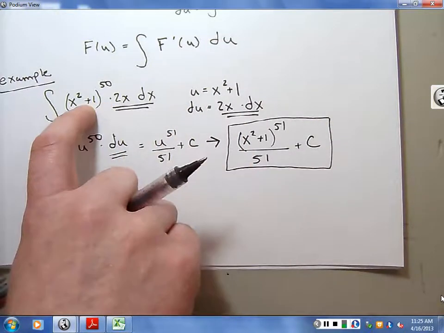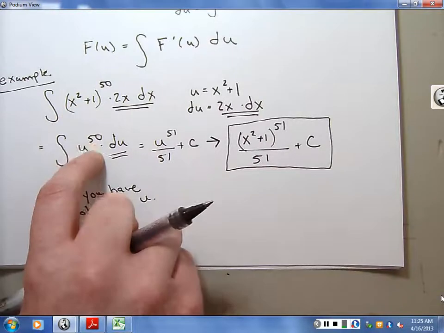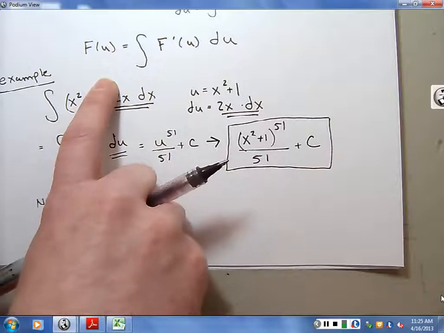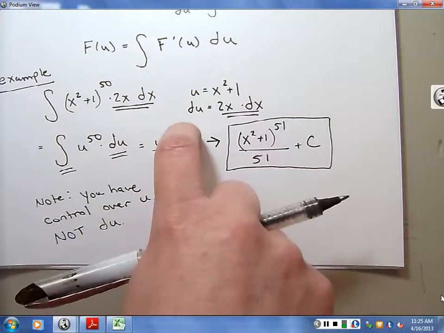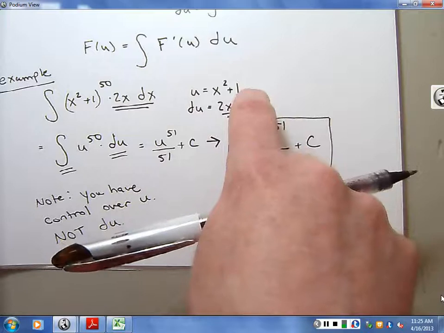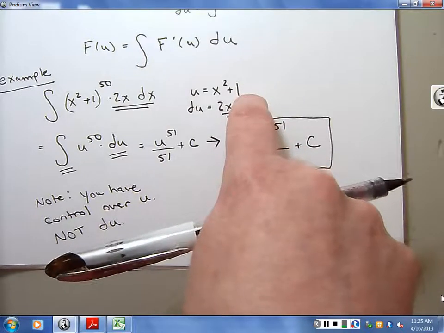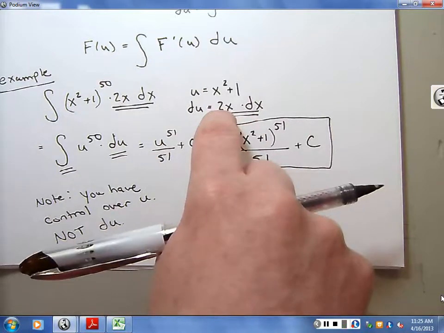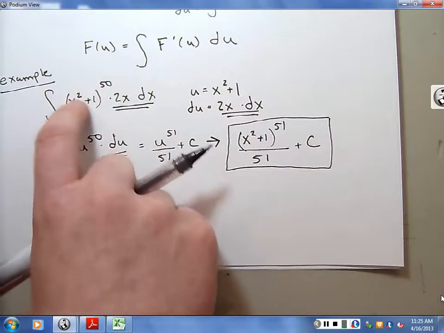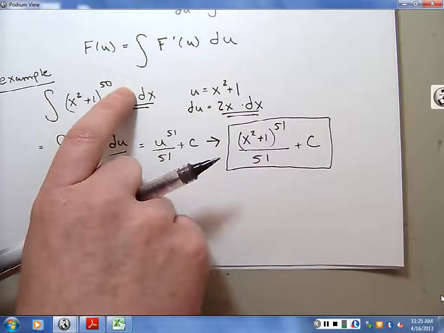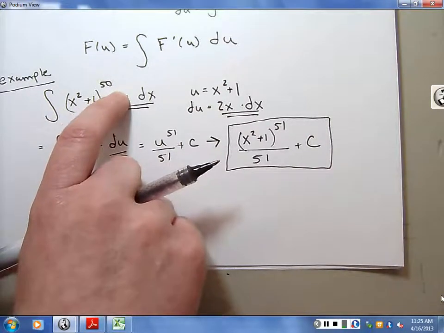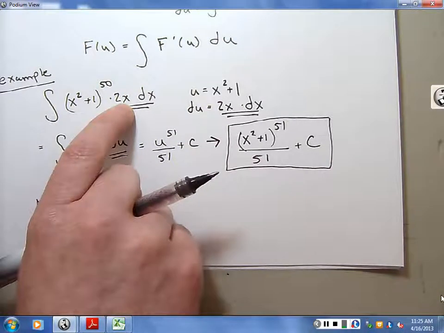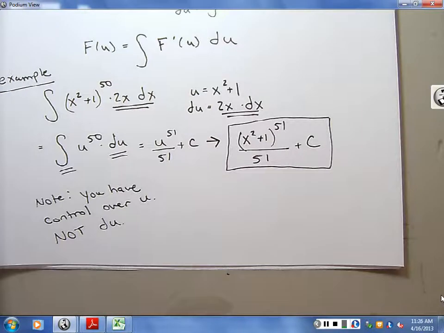Okay, so I'm picking u to be x squared plus 1, because when I substitute that in, I have u to the 50th. If I pick u to be x squared plus 1 to the 50th, I would have du is 50 times x squared plus 1 to the 49th. Sorry, integration, differentiation. So if I differentiated, I wouldn't have that to cancel. So I couldn't substitute this whole thing to be u, because I wouldn't have an x squared plus 1 to the 49th to cancel it. So I have to pick u to be where I have the du to cancel, or at least off by a constant.